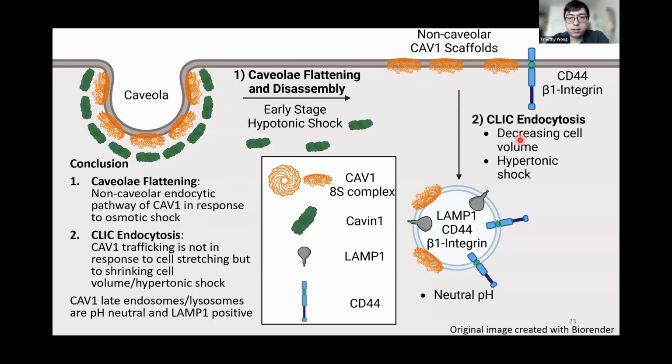Then in the second step, with CD44 and beta-1 integrin, there seems to be click endocytosis and CAV1 being trafficked, not in response to cell stretching, but during the cells' decrease in cell volume, as well as with hypertonic shock. What occurs is that CAV1 gets trafficked into these late endosome, lysosome structures that are pH neutral and LAMP1 positive.